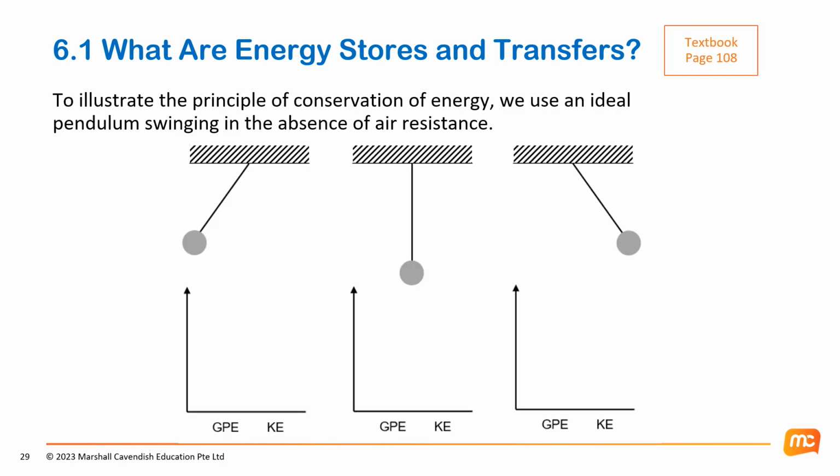So to illustrate the principle of conservation of energy, let's use an ideal pendulum that is swinging back and forth in the absence of air resistance. When there's no air resistance, that means this pendulum is going to swing forever, because we have the energy being conserved within this system of the pendulum and the earth. On the left side here, we have our pendulum at its highest point. Because it is at its highest point, it is not moving, it has stopped. And it has some energy in the gravitational potential store.